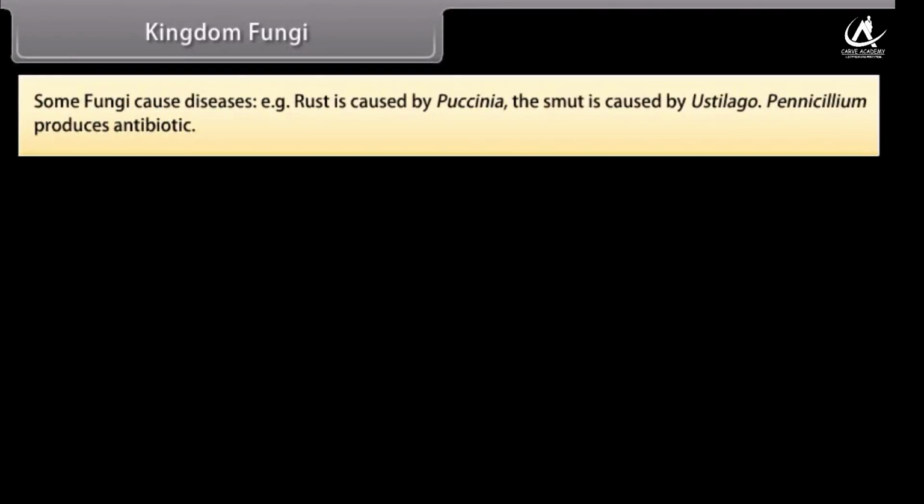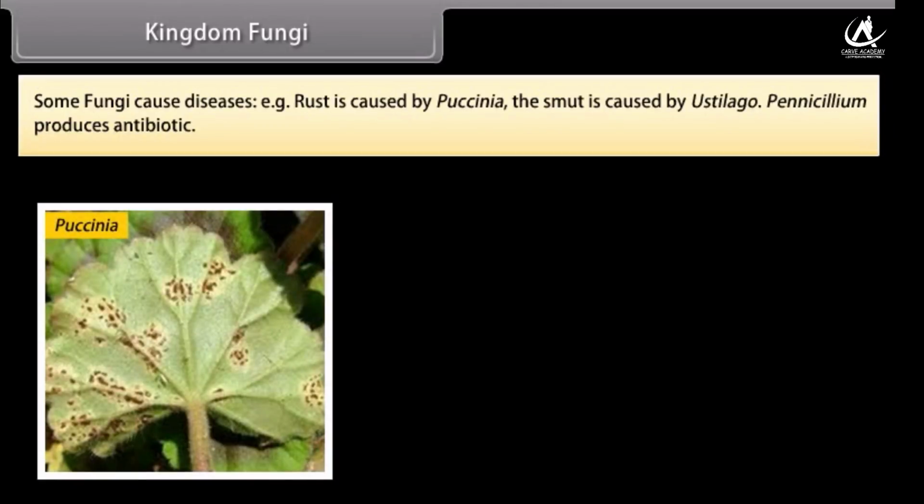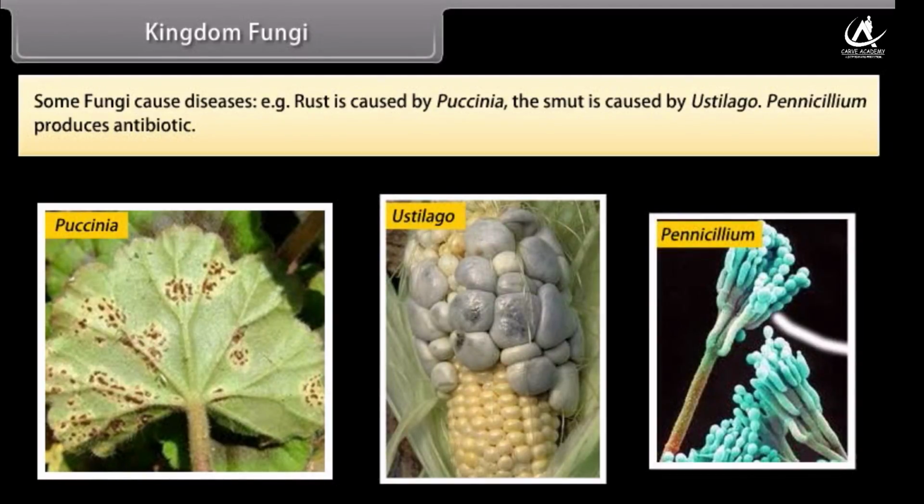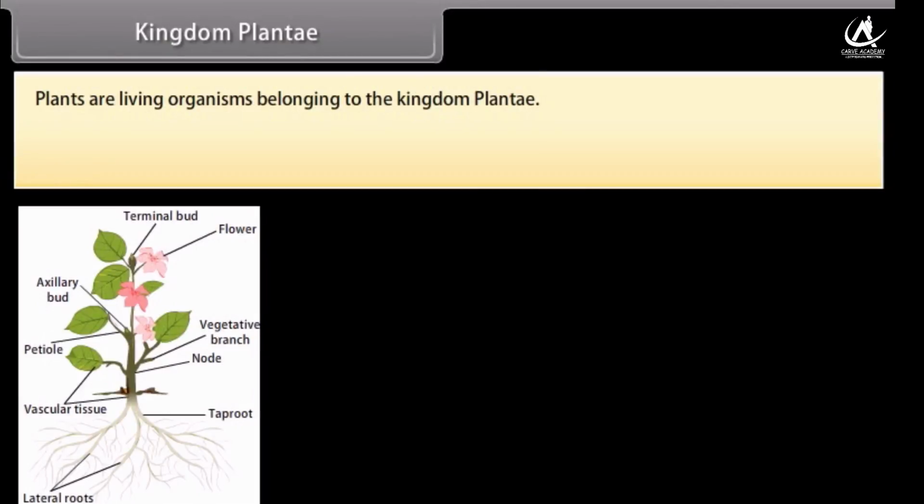Some fungi cause diseases. For example, rust is caused by Puccinia, smut is caused by Ustilago, and Penicillium produces an antibiotic. Kingdom Plantae. Plants are living organisms belonging to the kingdom Plantae.